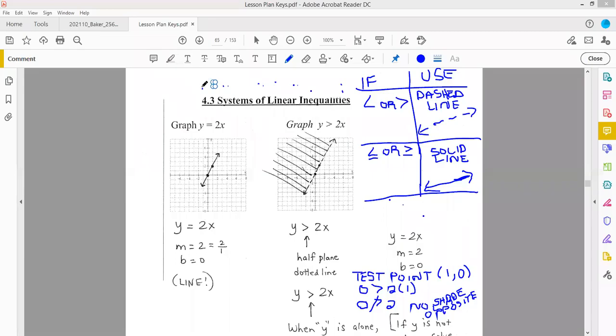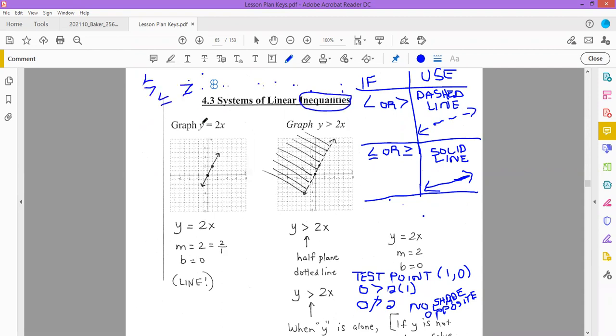All right, this video will cover notes for section 4.3, systems of linear inequalities. A reminder of what inequalities are. The four types of inequalities you'll see are less than symbols, greater than symbols, less than or equal to symbols, or greater than or equal to symbols.